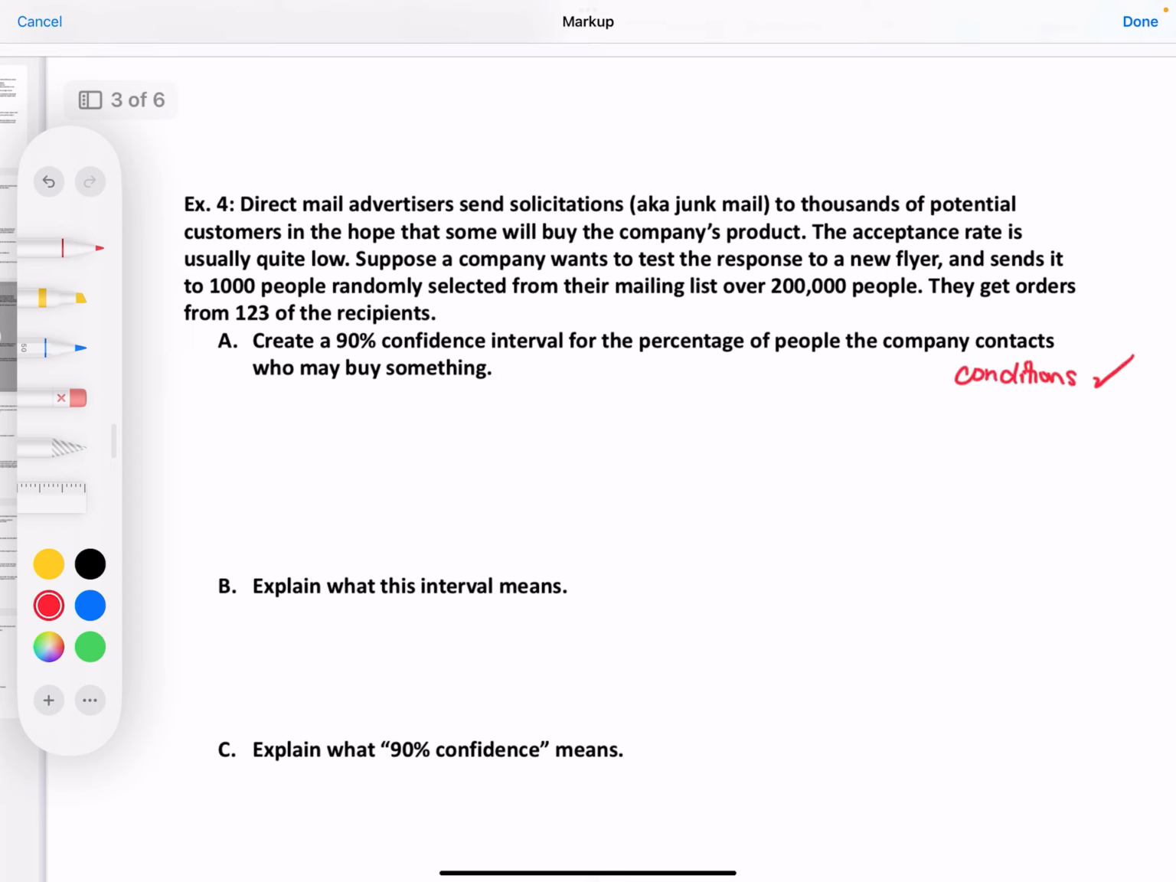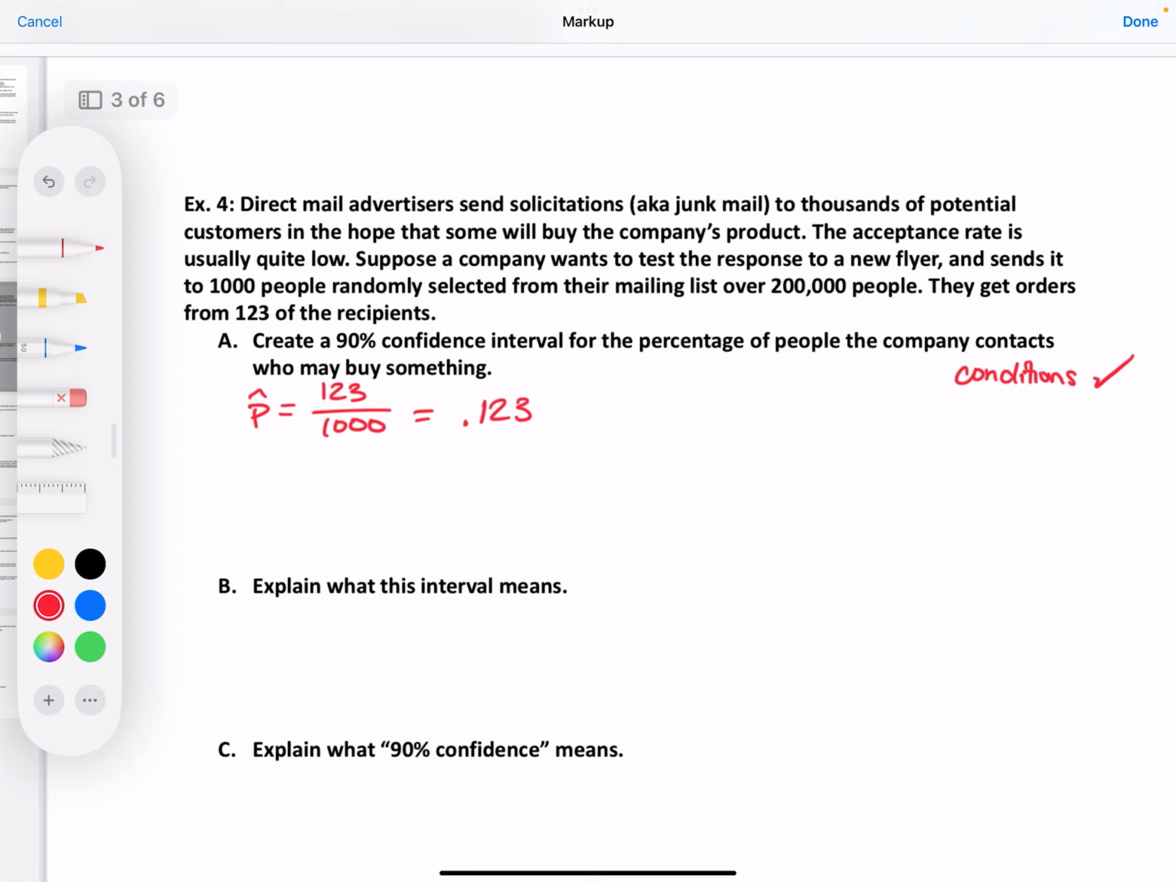So we need to find p hat, which is going to be 123 who got it out of all the people who received the flyer, which was 1,000, which is 0.123. Now, I'm going to show you how to do it by hand, but then I'm also going to show you how to do it on the calculator.